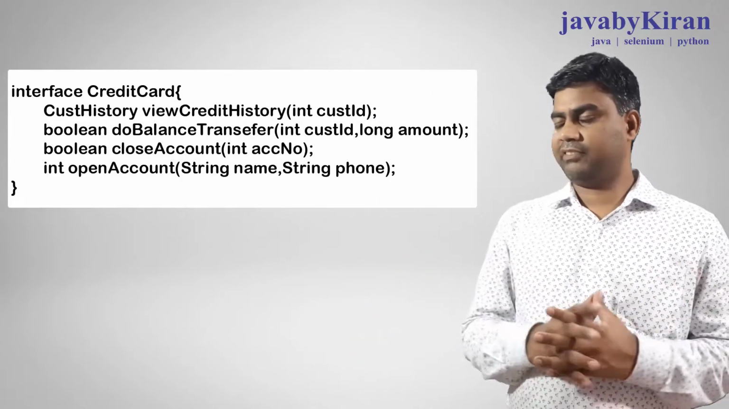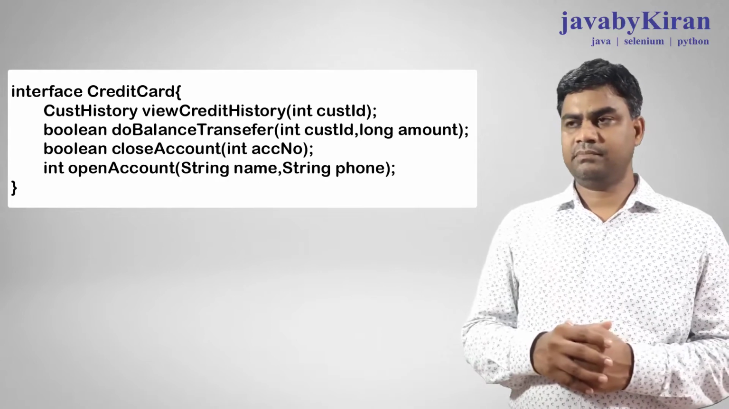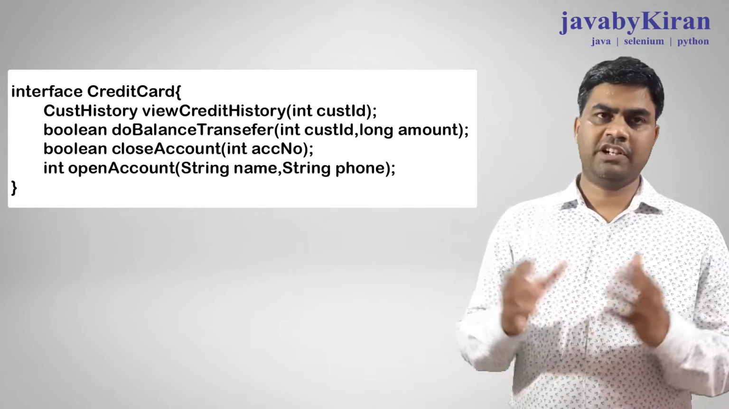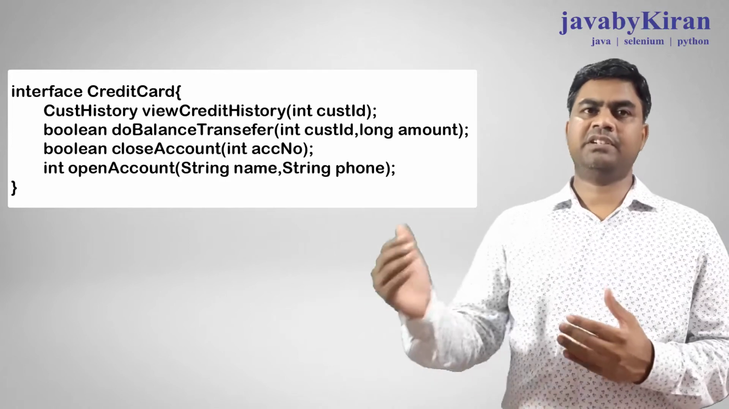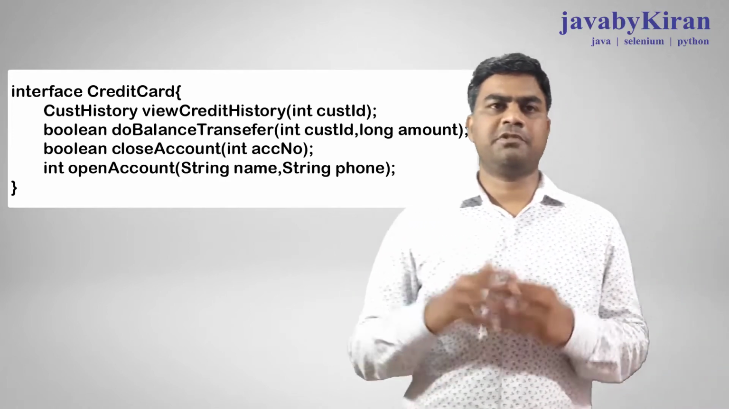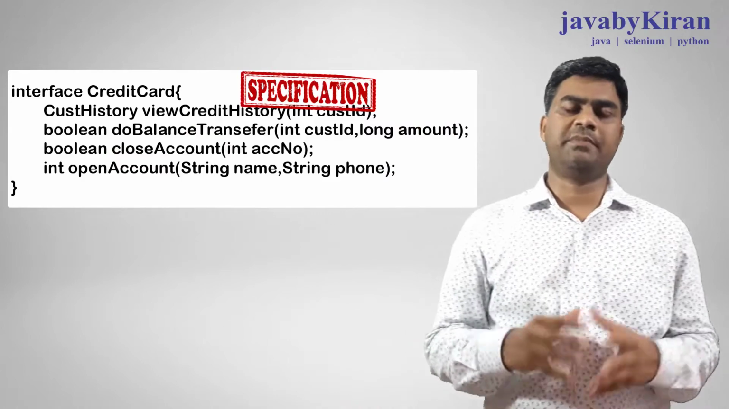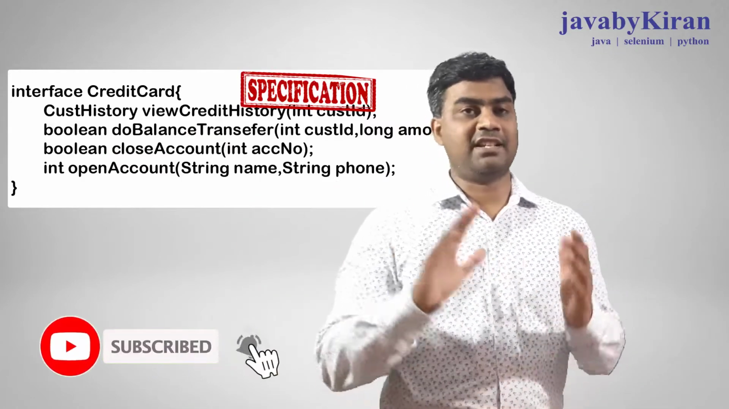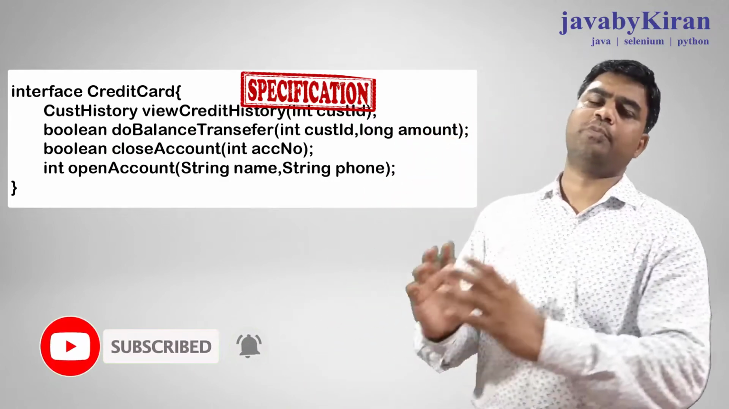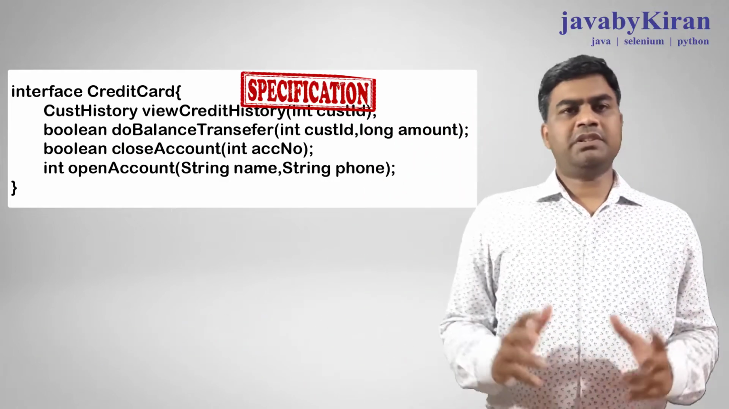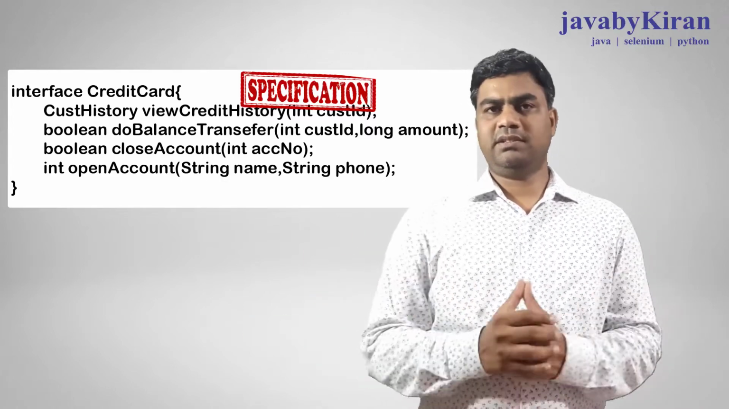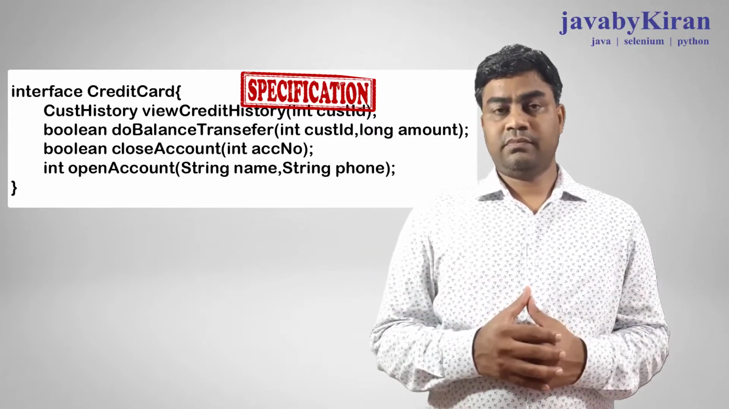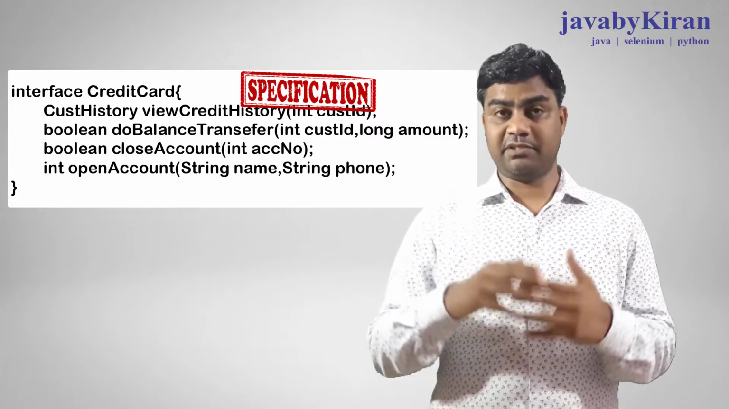If I give him an interface like below, this is an interface. You can see in the diagram. Interface CreditCard, having view credit history, balance transfer, close account, open account with various parameters, with return type. Then it will be very easy for him to implement this interface. Try to understand, these are the specifications. This is just documentation. Now it's easier for my developer to do development on this. He can write code. As I am a domain expert, I must give him an interface. What is an interface? We are seeing here in detail.